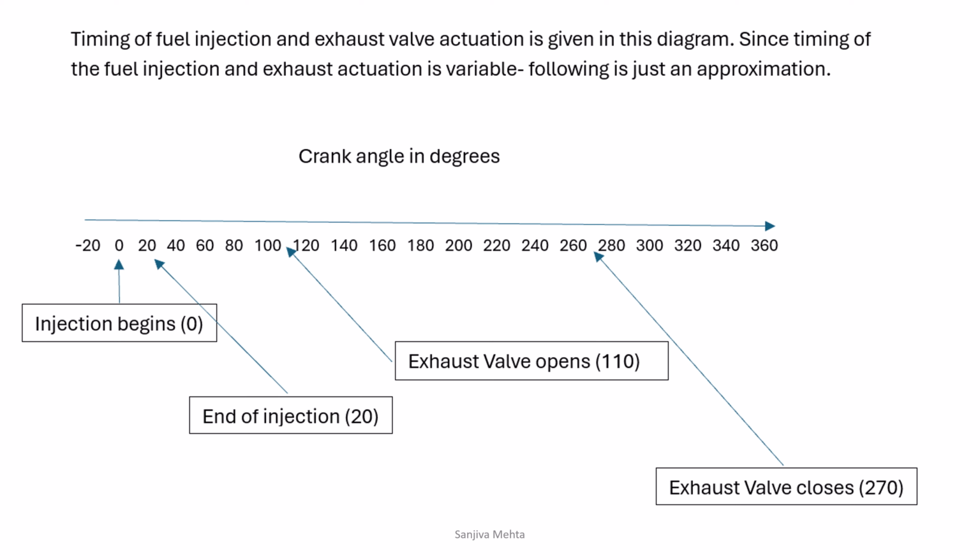And then you have exhaust valve closing at 270. Early or late closing is allowed, plus or minus 2 degrees. 268 to 272 is permissible. That changes the compression pressure.